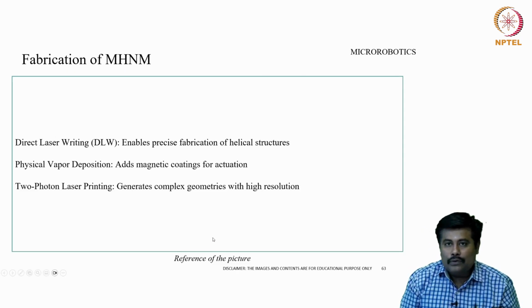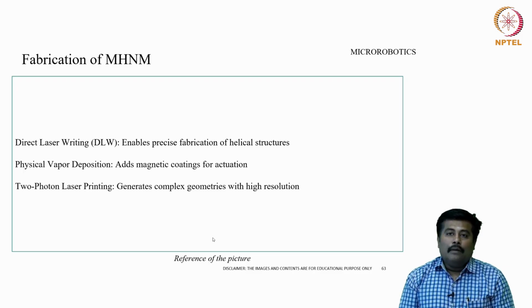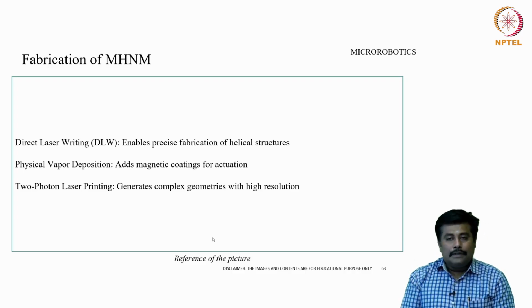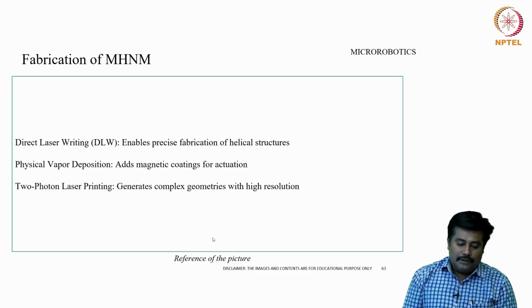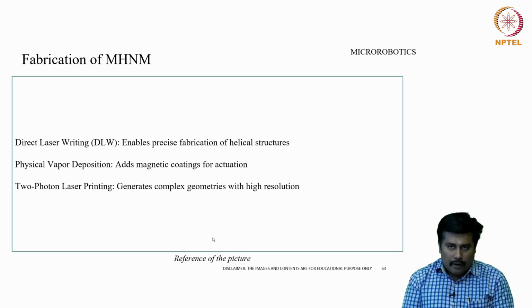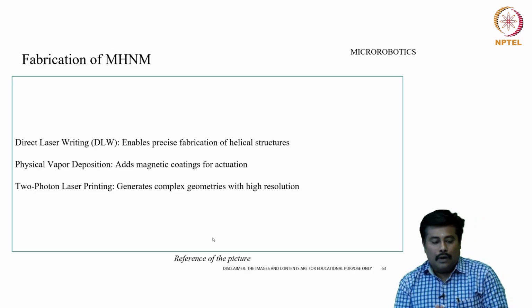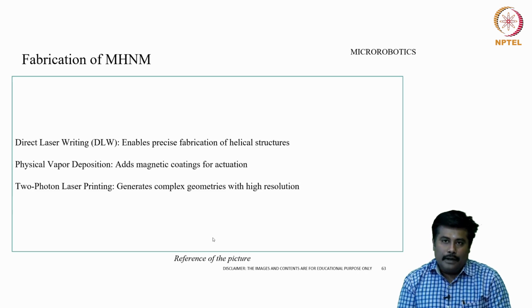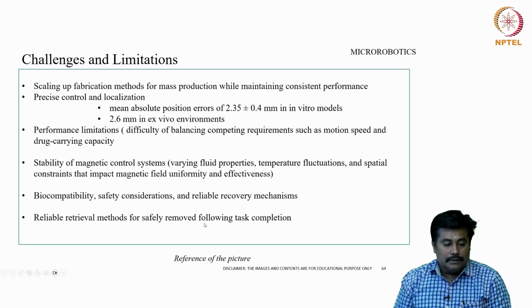Now, let us discuss the different fabrication techniques used for such magnetic helical based systems. One is direct laser writing, which enables precise fabrication of helical structures. Another one is physical vapor deposition, since we need to add a certain amount of magnetic coating for appropriate actuation. Then there is also the possibility of two photon laser printing, which generates complex geometry with high resolution within the system.